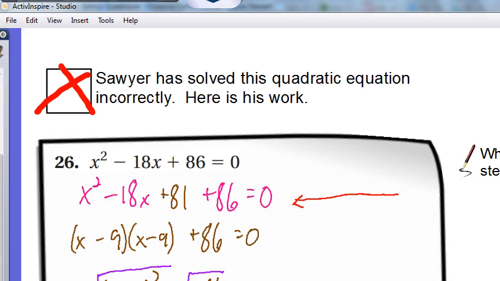Okay. Anyway, so Sawyer, that jerk, he solved this equation incorrectly. So what has Sawyer forgotten in the step marked with an arrow? This guy right here. Write that down. Don't say anything. Don't give it away. Those handouts are sitting at your left.